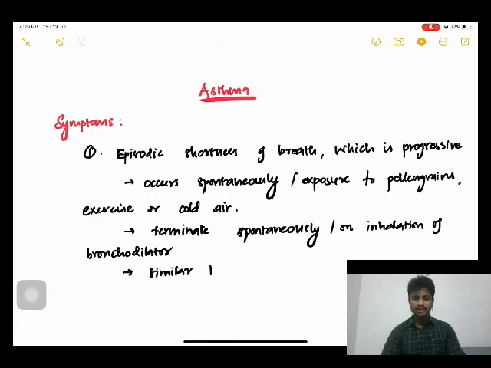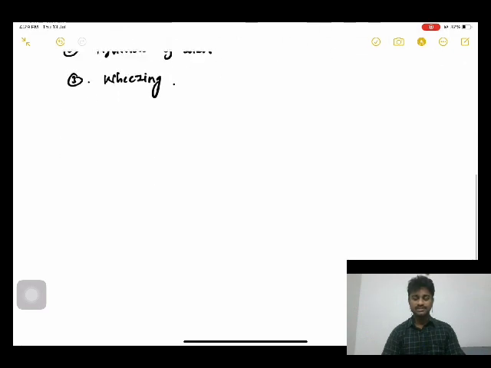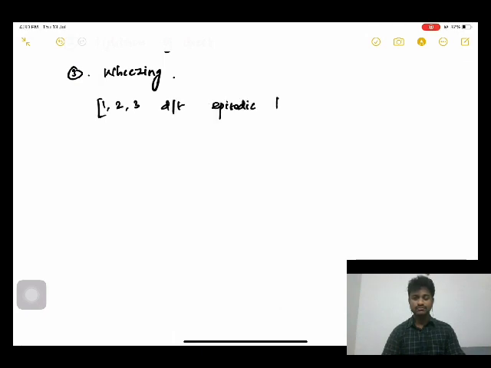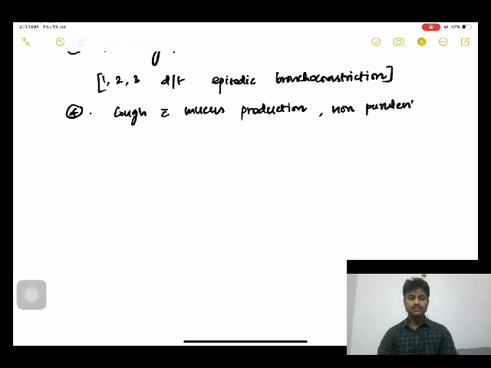Similar history in the past or during childhood is an important clue for diagnosing asthma. The second symptom is tightness of chest, and the third one is wheezing. These three symptoms, that is, tightness of chest, wheezing, and episodic shortness of breath, are caused due to episodic bronchoconstriction. The fourth symptom is cough with mucus production, which is non-purulent. Some patients may have cough alone as the symptom of asthma, which is called cough variant asthma.